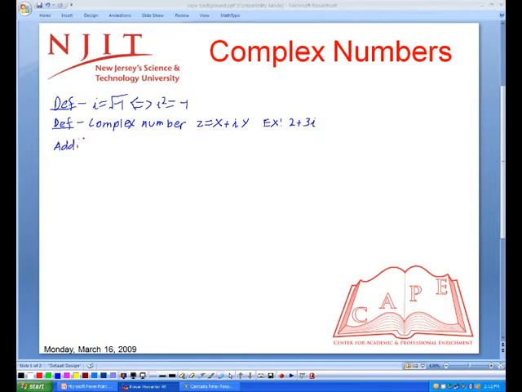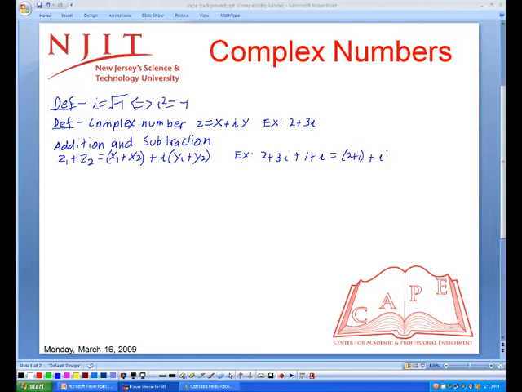Now we move on to addition and subtraction of complex numbers. It may seem difficult at first, but it's actually quite simple. So two complex numbers, z1 plus z2, is going to equal x1 plus x2 plus i times y1 plus y2. For example, 2 plus 3i plus 1 plus i is going to equal 2 plus 1 plus i times 3 plus 1, which equals 3 plus 4i. So we add the real parts together and the imaginary parts together, just like with real numbers.